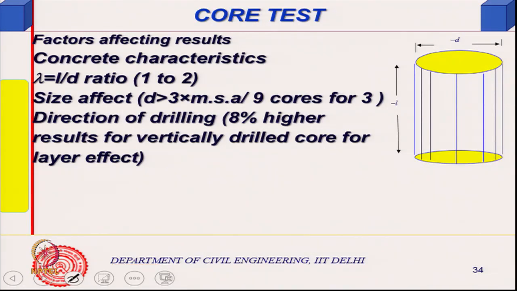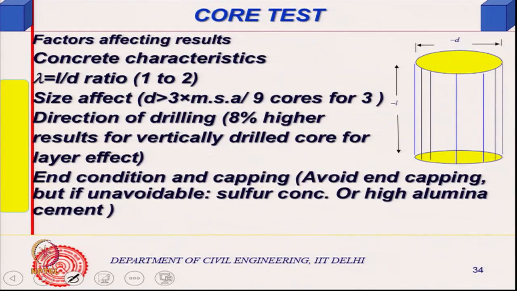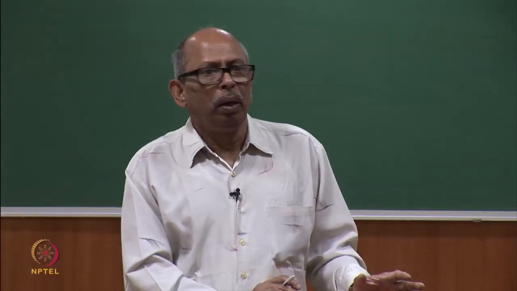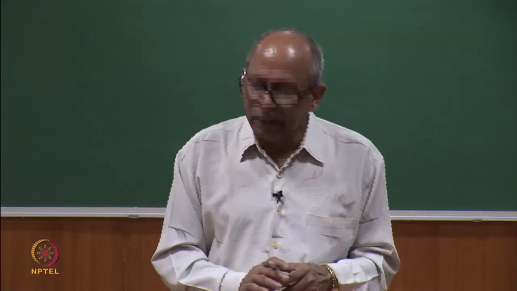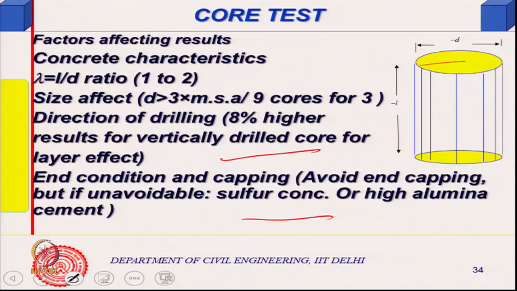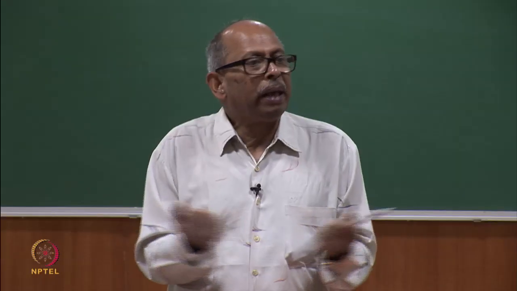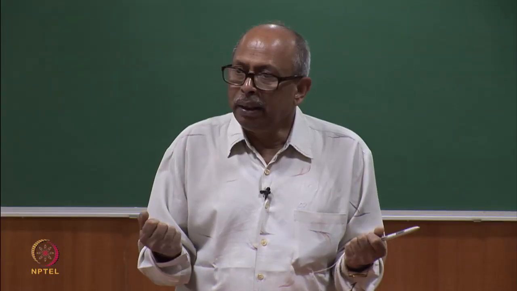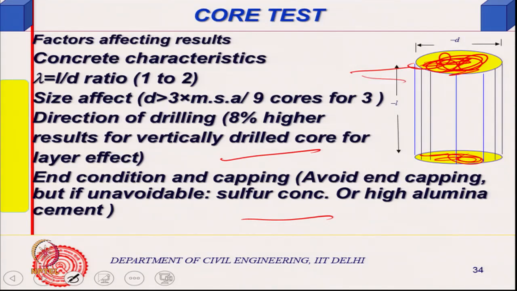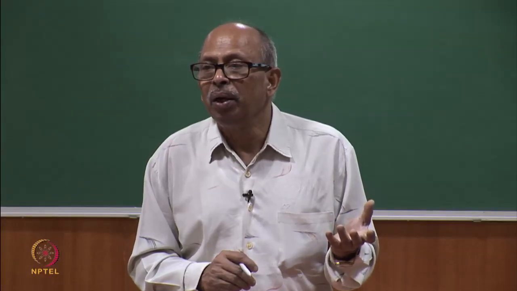So, these are the other issues related to coring, and one must know those. Now, the IS code does not take this effect into account. Next, end condition and capping: avoid capping, because as I said, when you put a cap here, some material, supposing I put rubber or Teflon, which allows expansion easily, the frictional force resulting from the machine plates can get reduced. So, it will fail at a lower load.